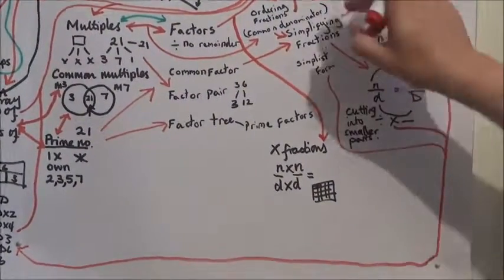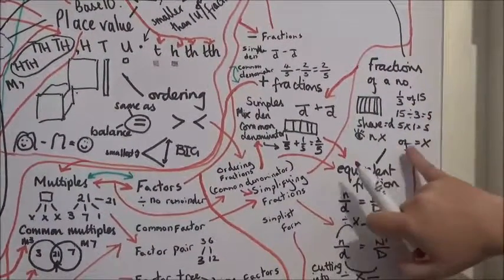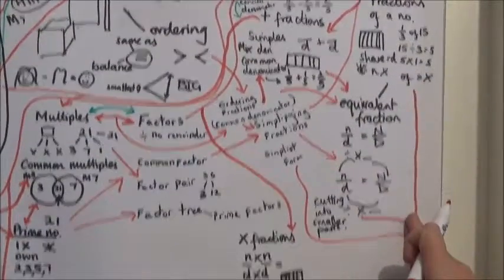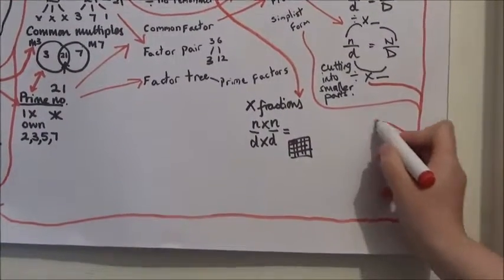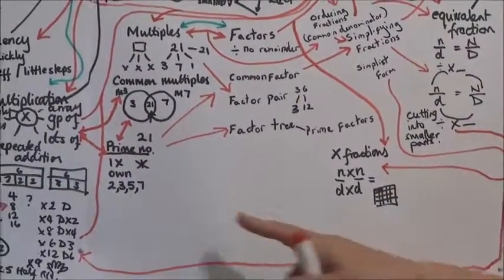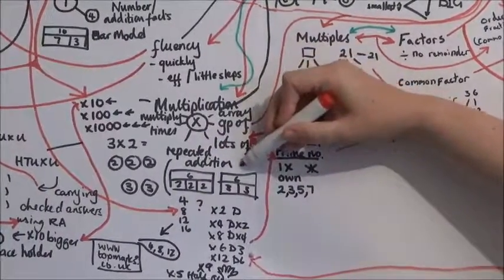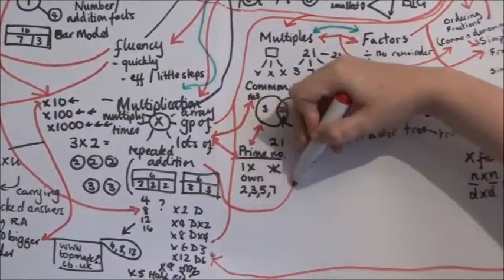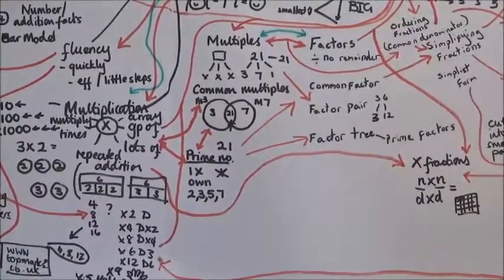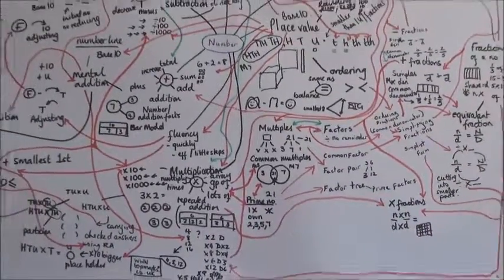We also come up here to fraction of a number. We talked about how of was the same as the times sign. So I'm going to follow this one down here and link it to timesing by fractions. Going over to multiplication, because we used our multiplication understanding in order to answer the questions. And I think that's about it for all of my red lines.